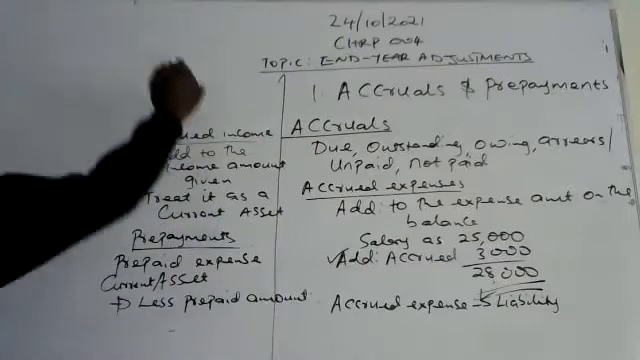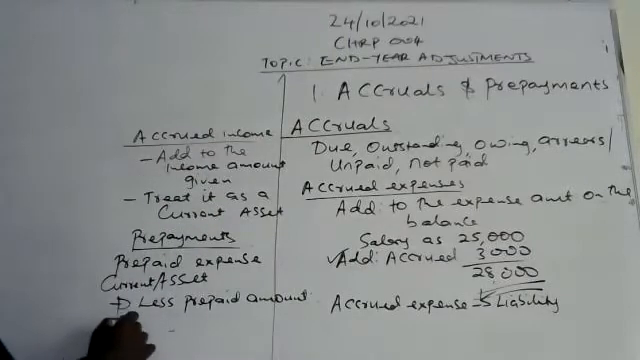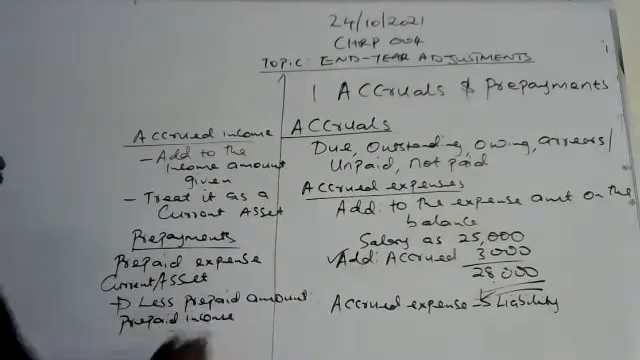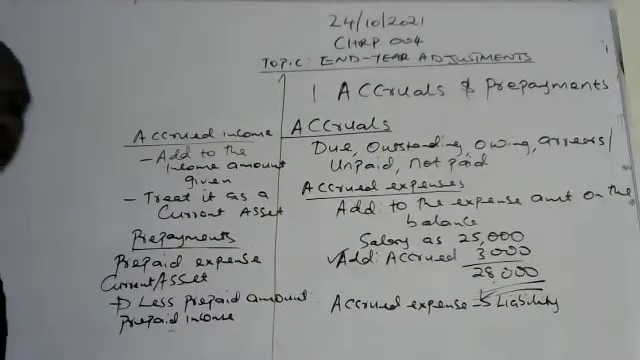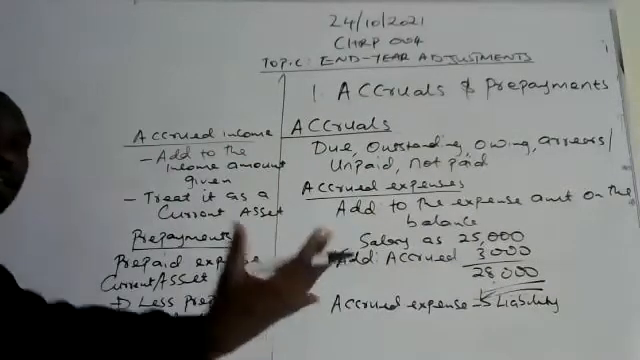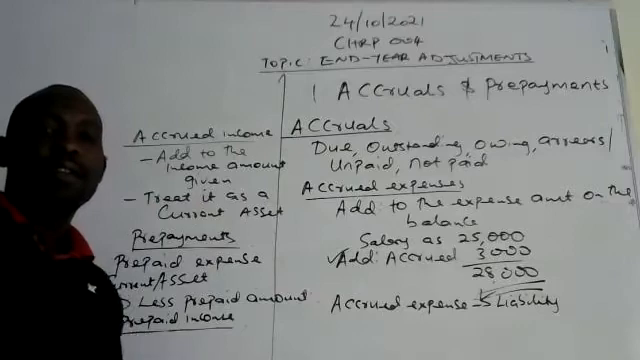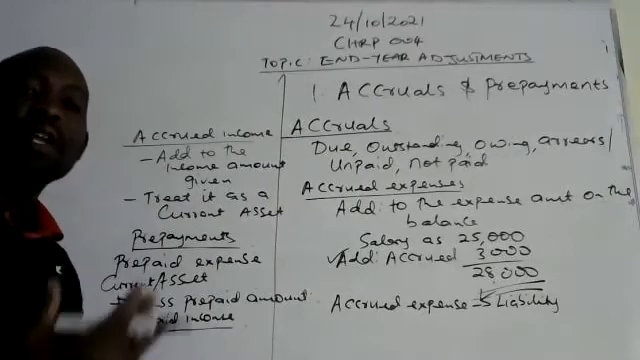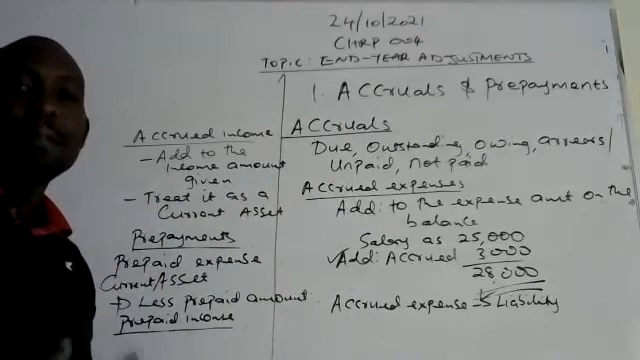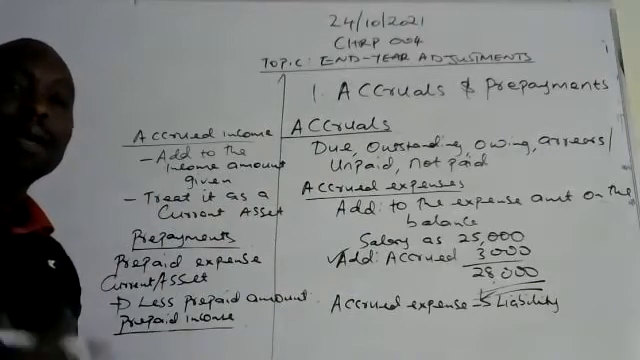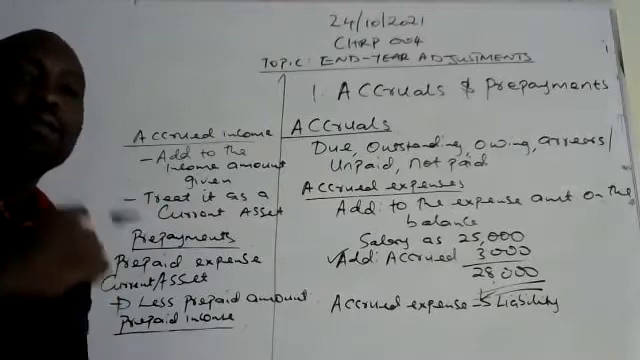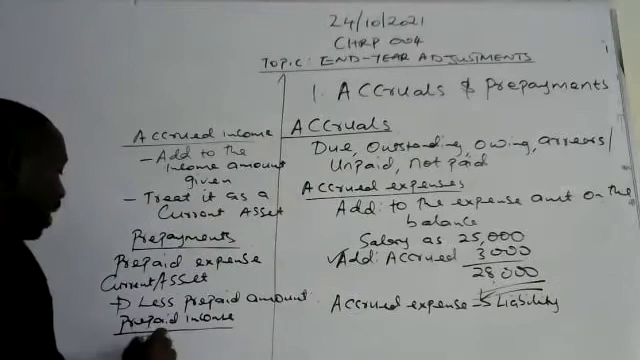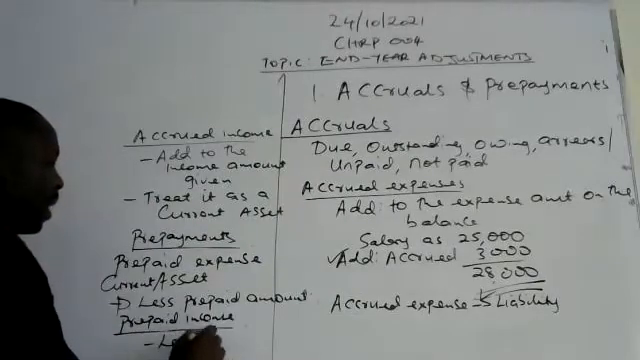Then we have got what we call prepaid income. First thing, income is what we are supposed to receive. It is money inflow to the business. So if it is a prepaid income, then it simply means that we received in excess. Somebody was supposed to pay us, but yes, he paid, but in excess. So if that person paid in excess, then we actually deduct, we less the prepaid.